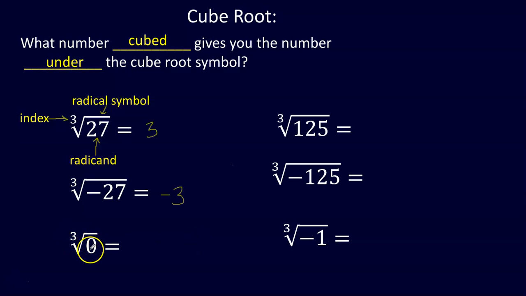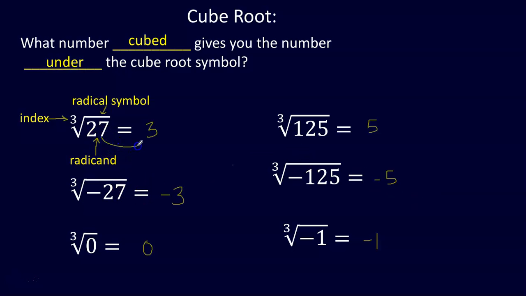What number cubed gives you 0? 0. All right, what number cubed gives you 125? 5. What number cubed gives you negative 125? Negative 5. What number cubed gives you negative 1? Well, negative 1. So I want you to notice the pattern.